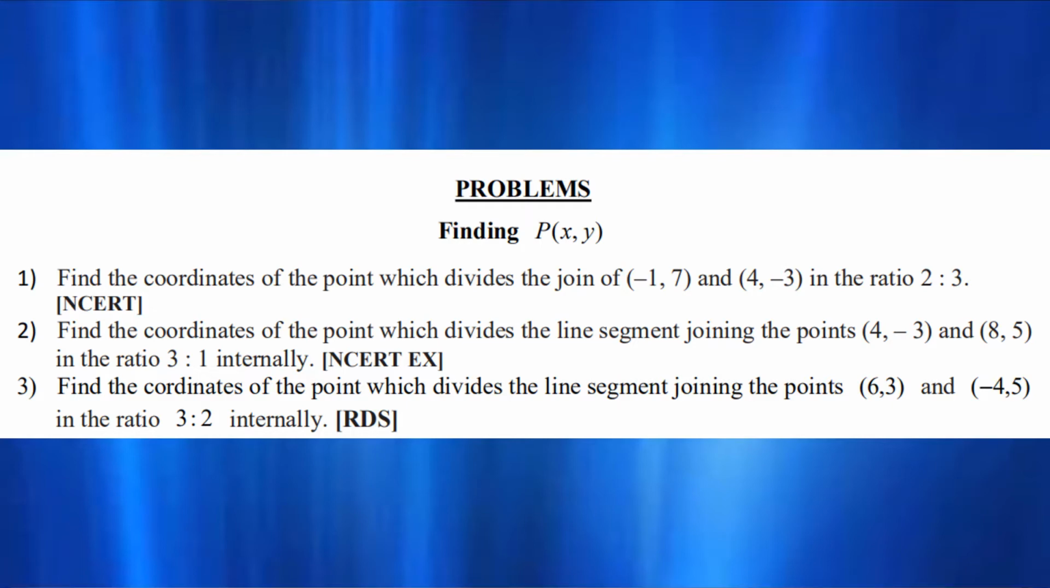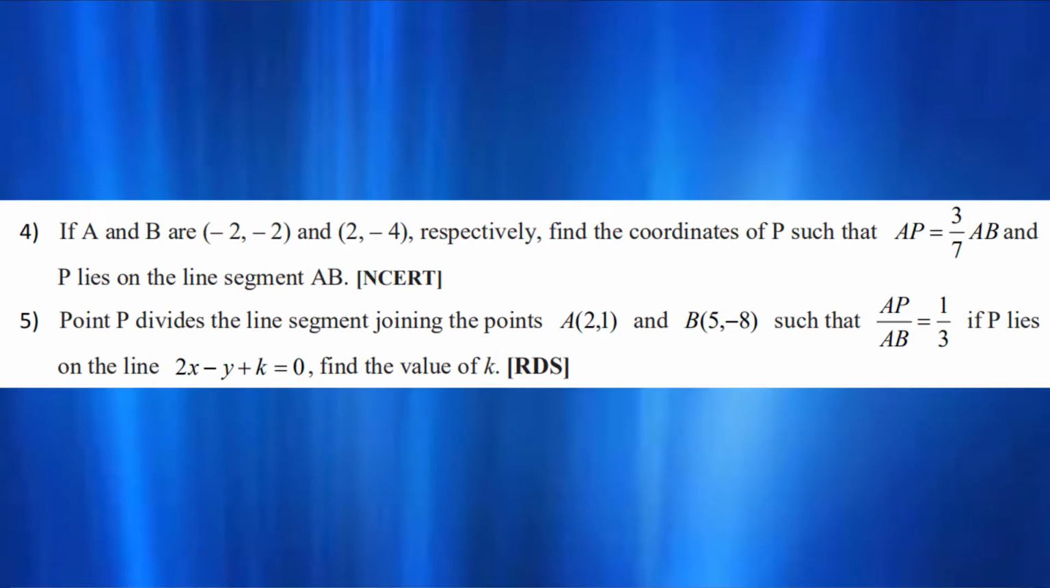Now look at the fourth question. It is like this: if A and B are minus 2 comma minus 2 and 2 comma minus 4 respectively, find the coordinates of P such that AP is equal to 3/7 into AB and P lies on the line segment AB. So now try to understand the question here.